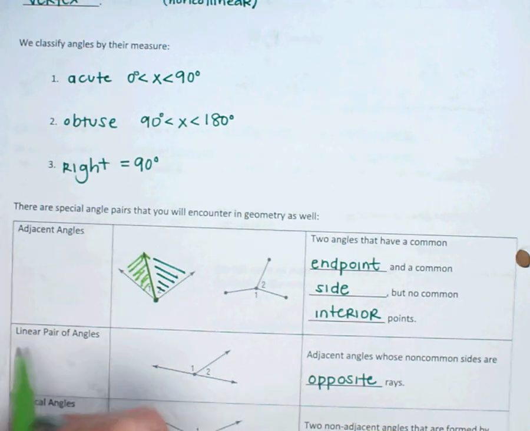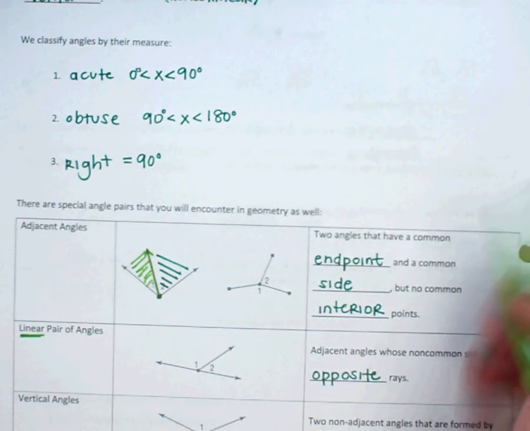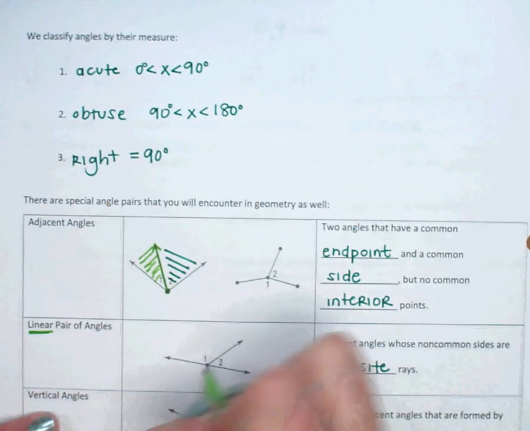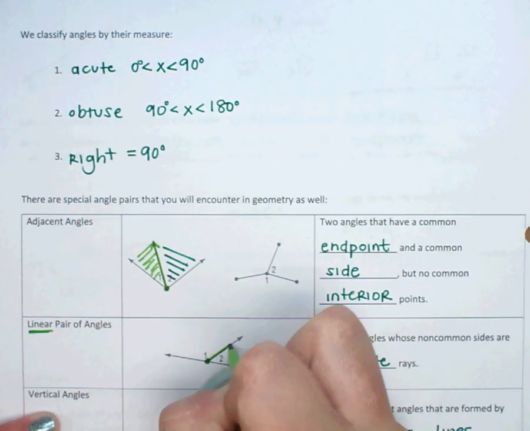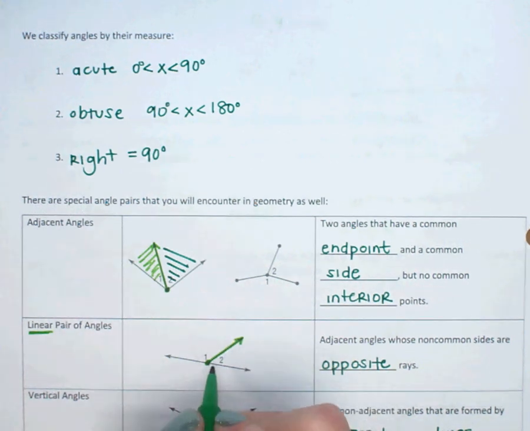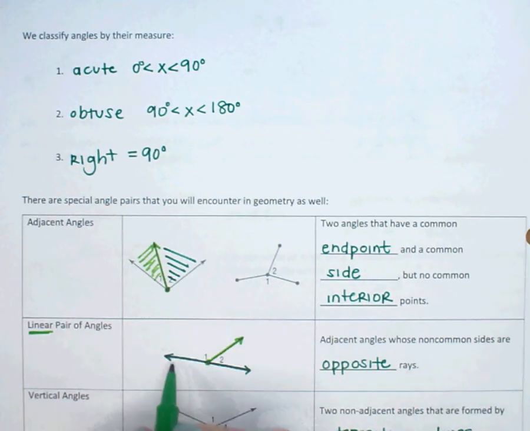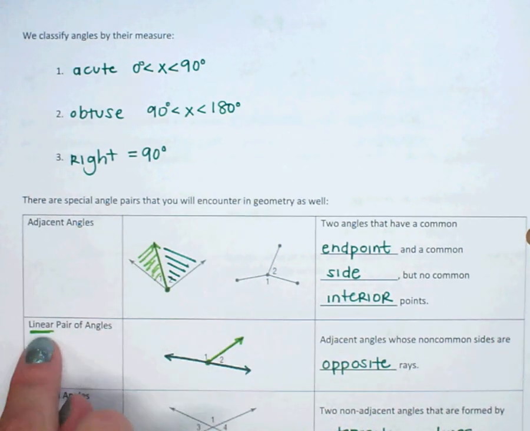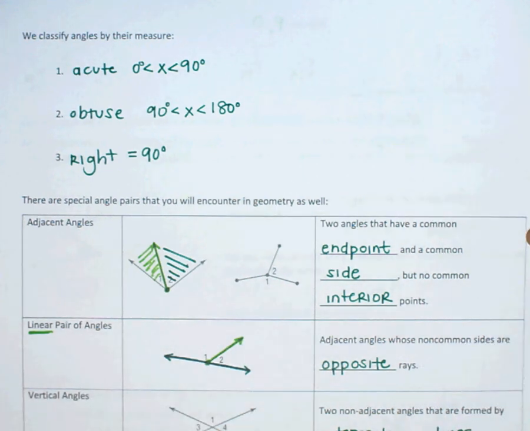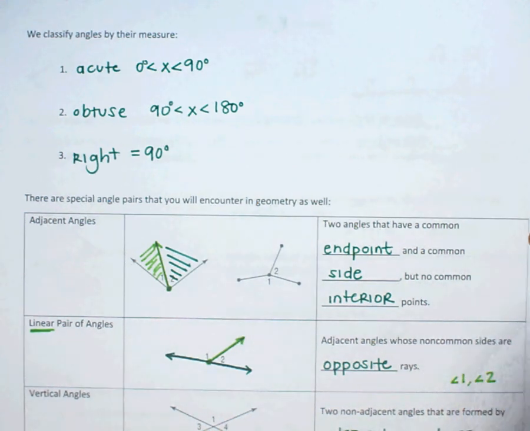Linear pair, think of linear like line. We've got a pair of adjacent angles, okay, so they still share an endpoint and a side, but those non-common sides are opposite rays. Okay, so common endpoint, the vertex, and that shared side, but these non-common sides are opposite rays. And so you will always find a straight line when we're talking about linear pairs. Okay, so angle 1 and angle 2 here, that's a linear pair of angles.